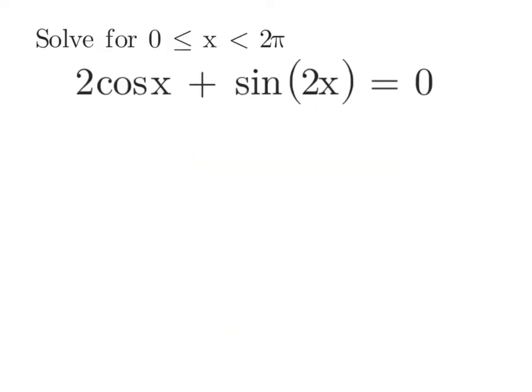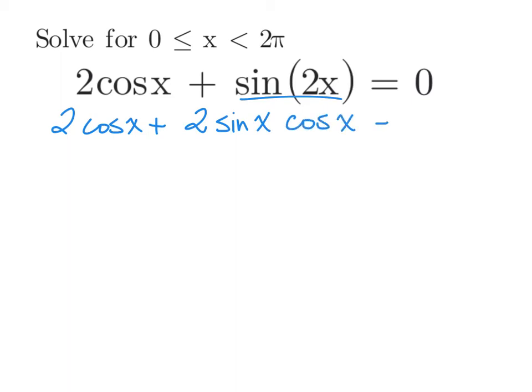Alright, so let's solve a couple equations using those double angle identities. If I have 2 cosine x plus sine of 2x is equal to 0, it would be nice to get everything in terms of sines or in terms of cosines, but I definitely have to use a double angle identity for sine. So when I do, the sine of 2x is 2 sine cosine. So 2 sine of x, cosine of x.